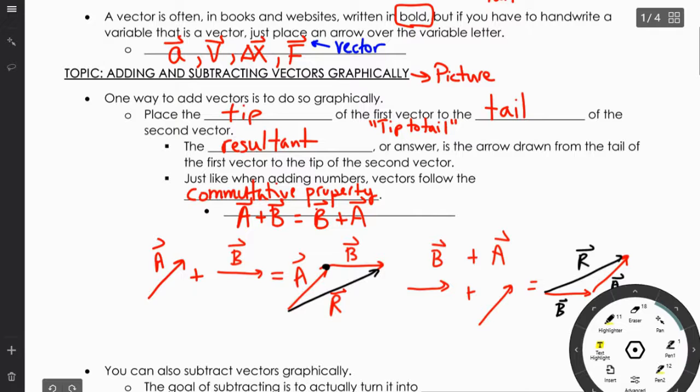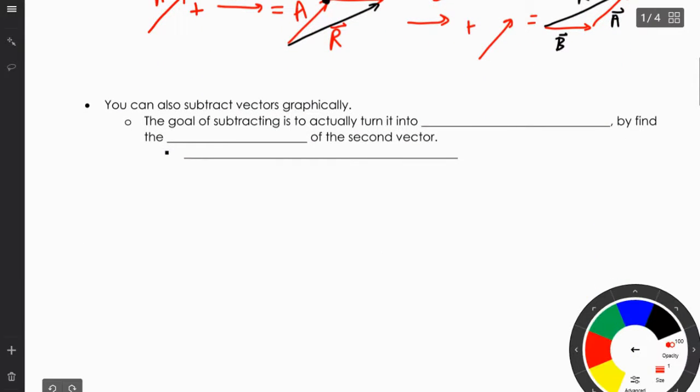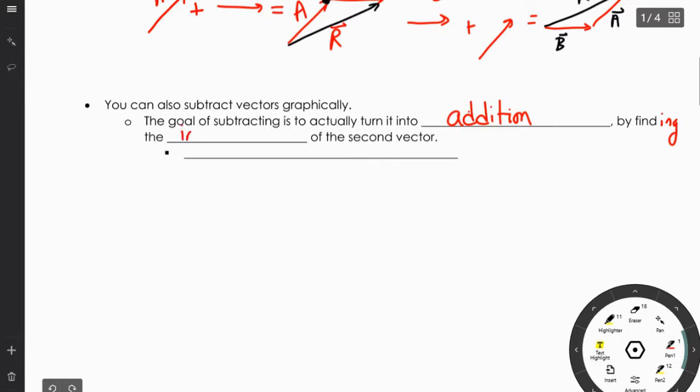Now subtraction is going to be just a little bit different. So we can subtract. The easy way is to subtract them graphically. But the goal of subtracting is to turn it into addition. And I forgot, this should be by finding the inverse, or sometimes we'll say the negative, of the second vector. So if I'm subtracting A minus B, I want to turn this into A plus negative B.